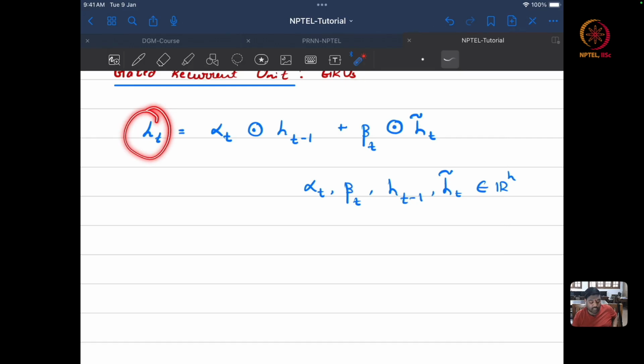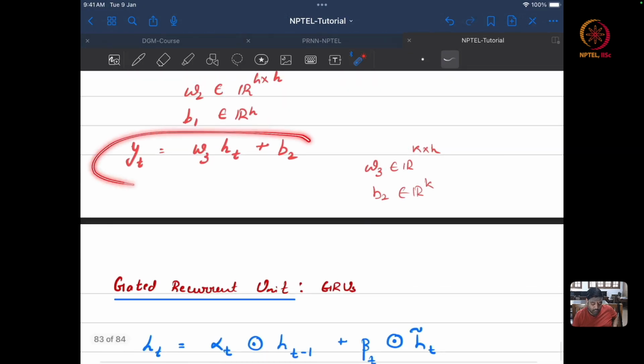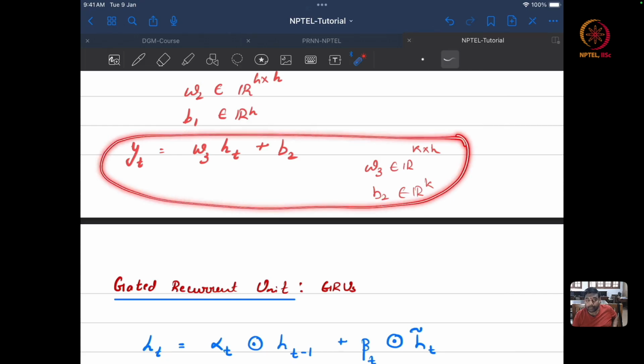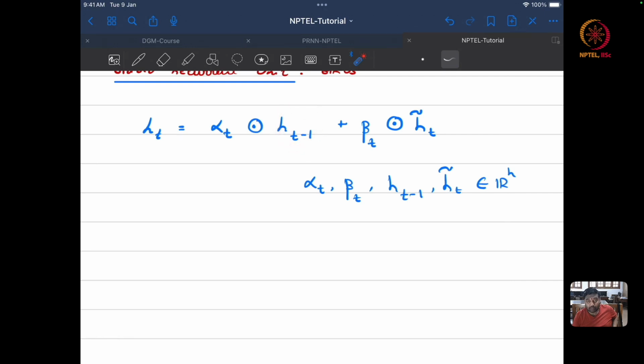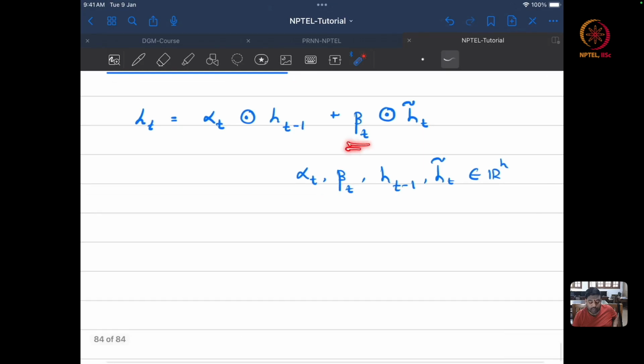Now, once you have this h_t, in a similar way like we did in our earlier RNN case, we obtain the y. Obtaining y is exactly similar, but obtaining the hidden state is where things matter. In GRU, normally this beta_t is considered to be 1 minus alpha_t. That is how beta_t comes into the picture. Now h_(t-1) is the hidden state from the previous step. The only question that arises is how do you get this alpha_t and how do you get this h_t tilde?